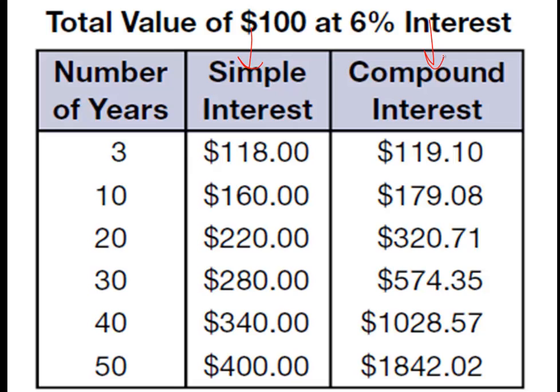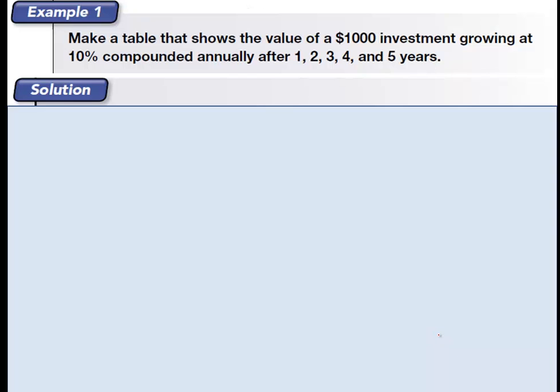If you were to take $100 and put it in the bank and they were to pay you 6% interest, and you left that $100 in the bank for 50 years, you'd make a total of $400 interest. Whereas if you're paid compound interest over those 50 years, you'd make $1,842. So compound interest is very powerful. You get paid interest on the interest on the interest on the interest. All right, so let's see how to figure that out.